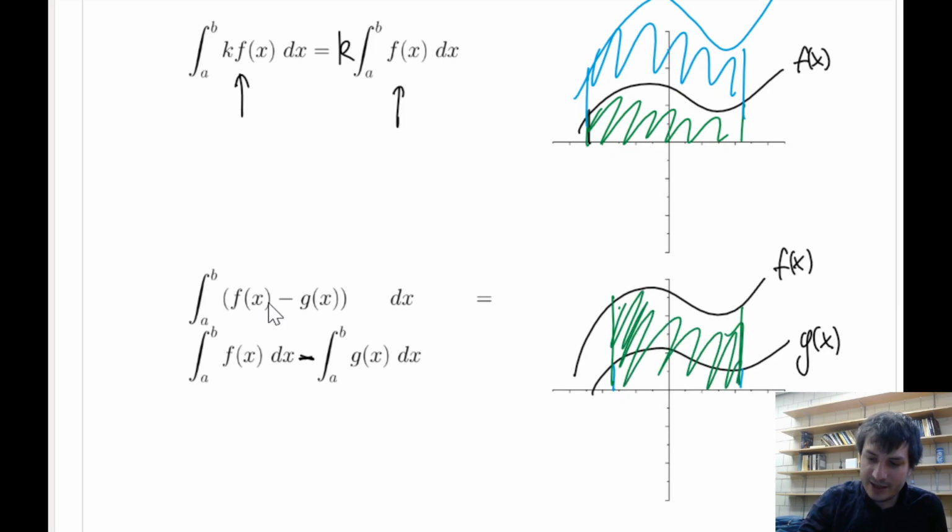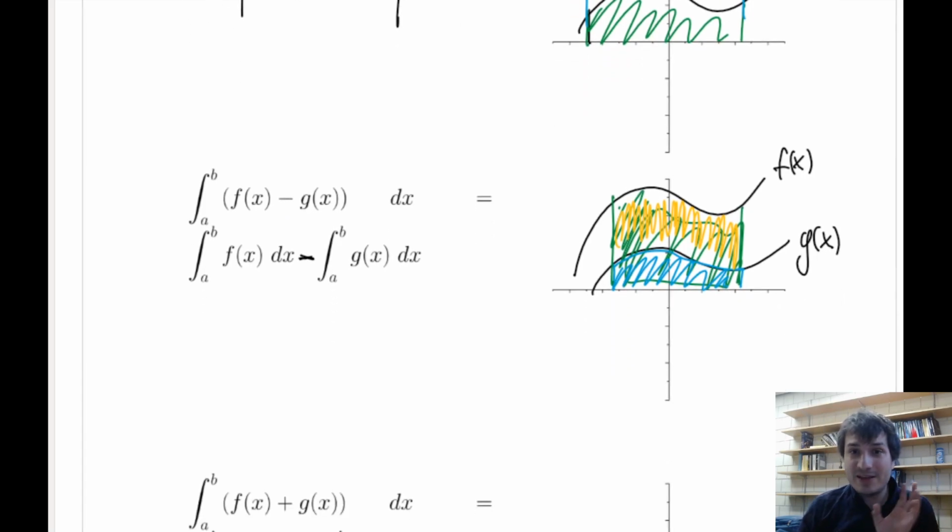The green area is the total area under f. The blue area is the total area under g. And if you subtract those, that's the same thing as doing the yellow area, which is the area between f and g. That's another way of seeing this fact. But these are the basic facts about limits.